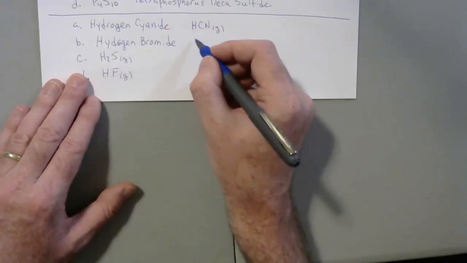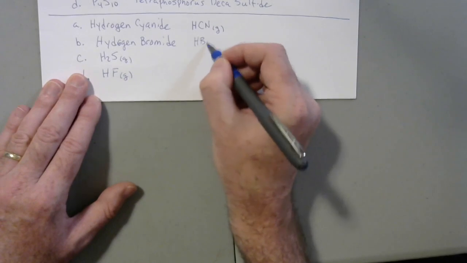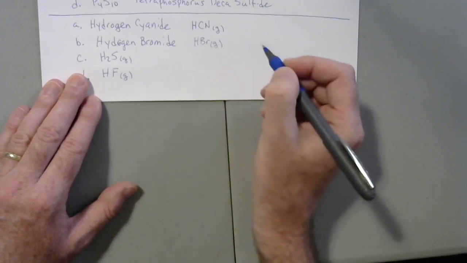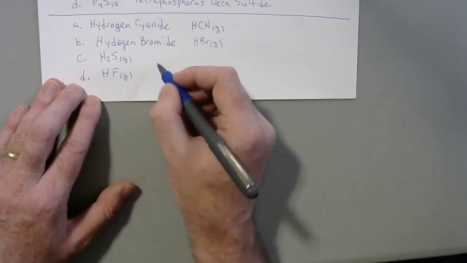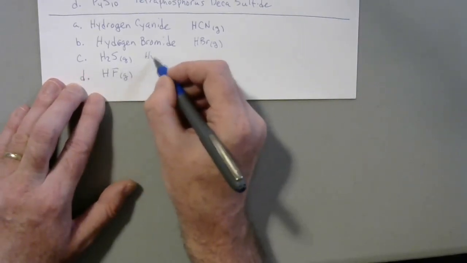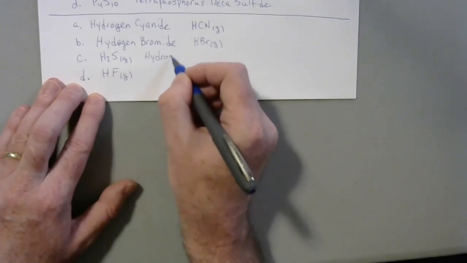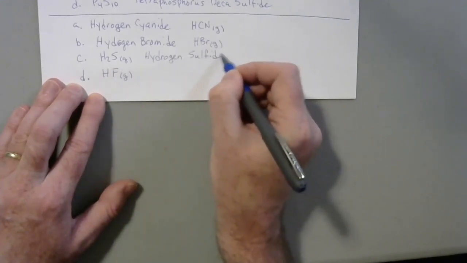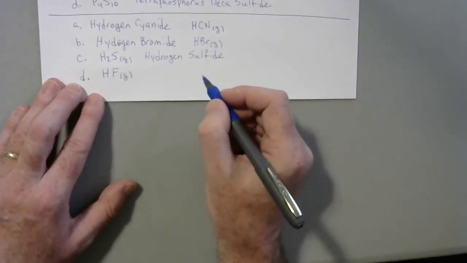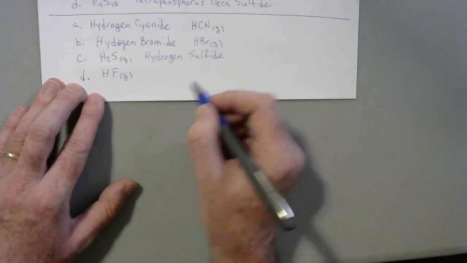Hydrogen bromide, HBr, but in the gas phase, not aqueous, it's hydrogen bromide and not hydrobromic acid. H2S will just be hydrogen sulfide. This particular gas stinks to high heaven, and so you'll know it when you got it. It smells like rotten eggs.